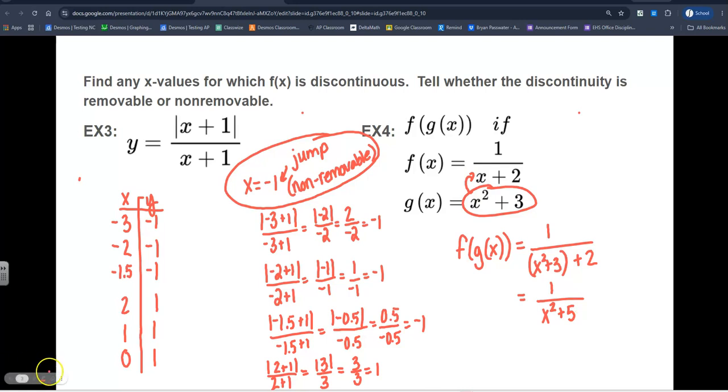Another thing you can do that will alert you to the problem is what we usually want to see is we want to see if the denominator equals 0, right? So if you do x squared plus 5 equals 0, you would have to subtract 5.